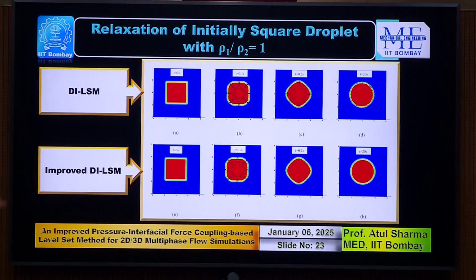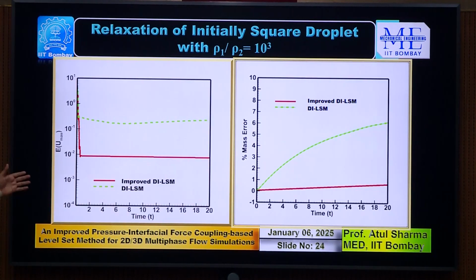The first row here is the diffuse interface and the bottom is the improved, and here also the spurious velocity is smaller with the improved one. Here it may not be that visible, but when I show you the table of quantitative values, you can see it. So this is the maximum velocity. The red color corresponds to the improved method, and the green is the traditional method. So the improved method is leading to much smaller spurious velocity.